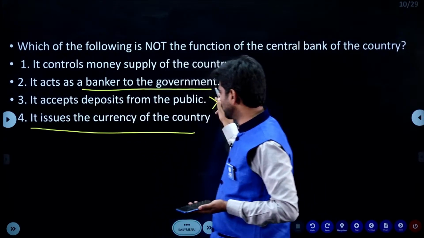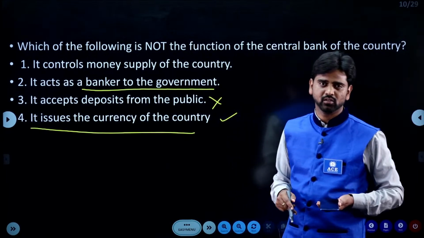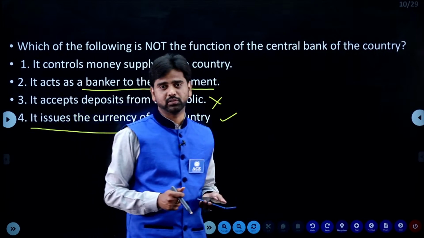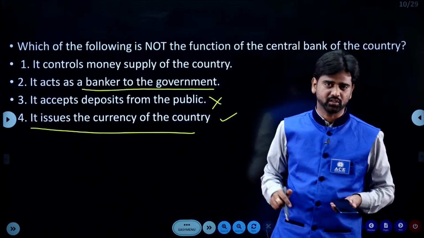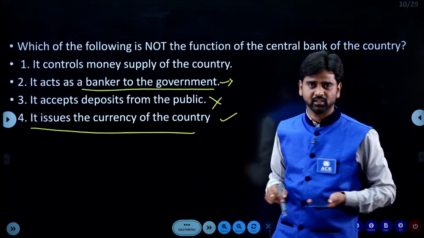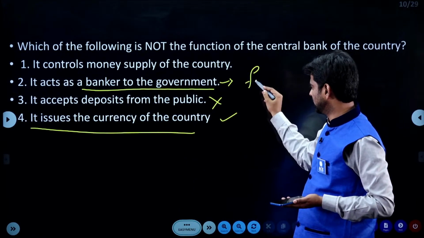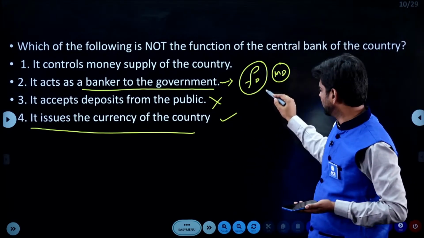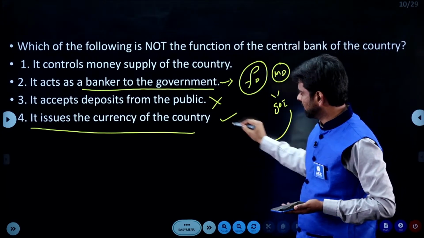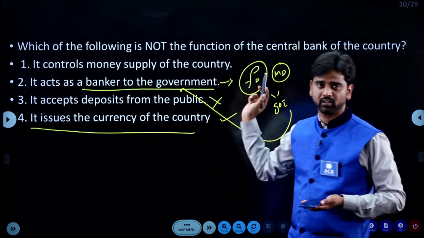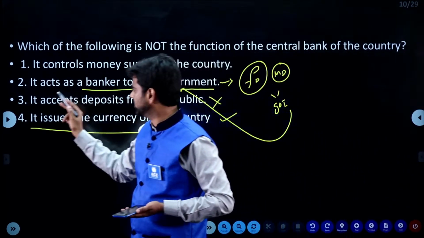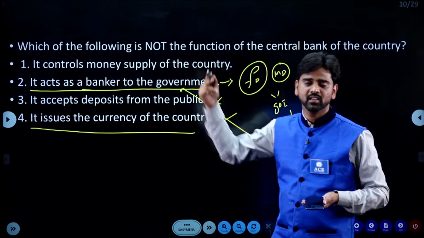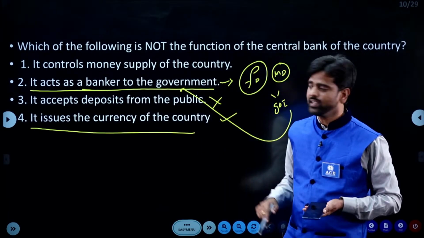It acts as a banker to the government, definitely. Yes, 100%. It acts as a banker not only to the government, but also to the banks. So, it is the lender of the last resort. If there is any fiscal deficit or any monetary deficit for the government of India, then obviously it will be approaching the RBI, guys. The central government or the state government will be approaching the RBI. Obviously, it is acting as a banker to the government. That is, the RBI will be lending money to the state government and the central government.